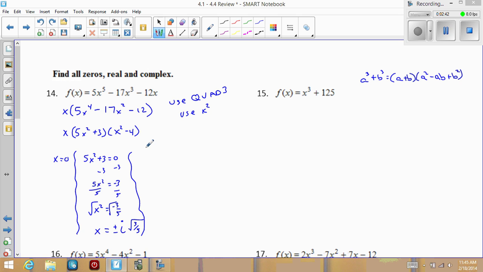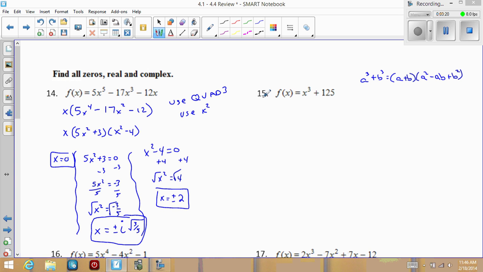Okay, and then x squared minus 4, set that equal to 0. Add the 4. I get x squared equals 4. Take the square root, and I will get x equals positive and negative 2. So I got x equals 0, x equals positive and negative i times the square root of 3/5, and x equals positive and negative 2. So 5 zeros there for my exponent of 5.